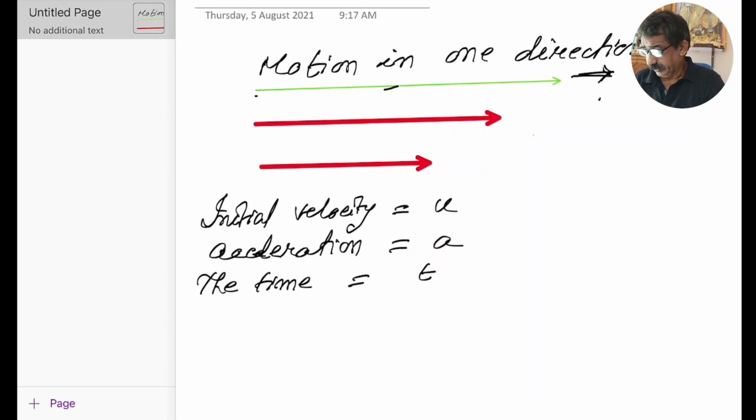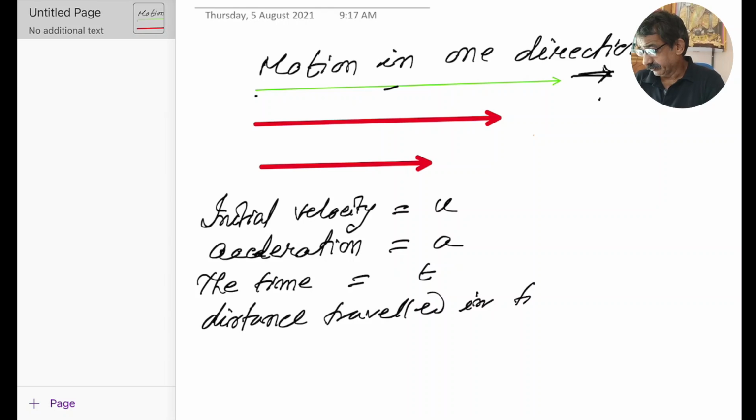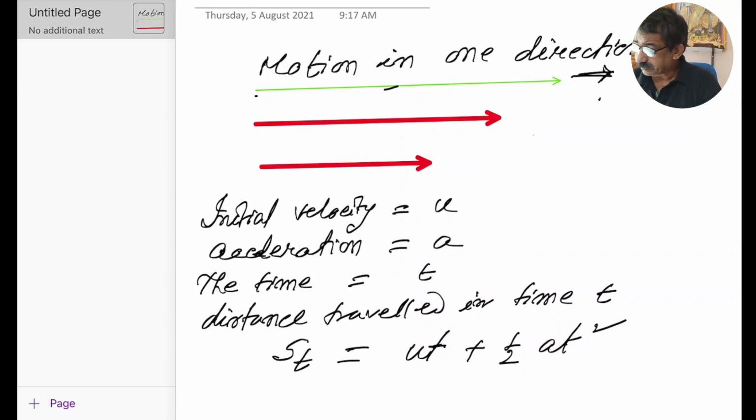Time is equal to t, and the distance traveled in time t is denoted by st. So st is equal to, according to our previous conception, st is equal to ut plus half at square. Okay.